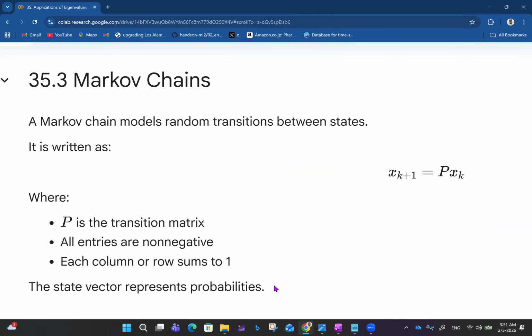Then the state vector represents probabilities. So this P represents probabilities. Yes, the state vector represents probabilities generally.